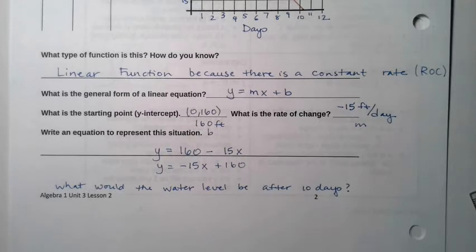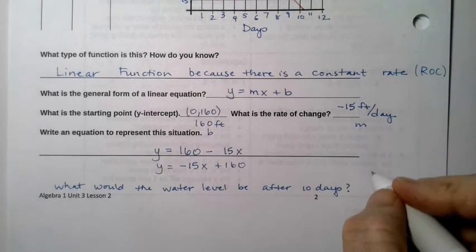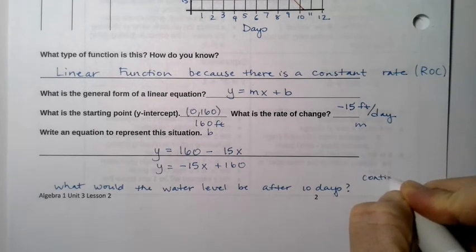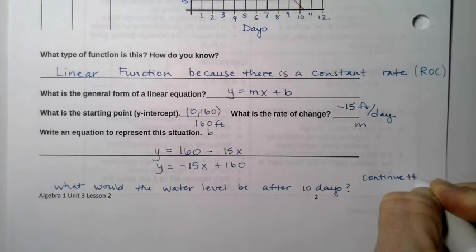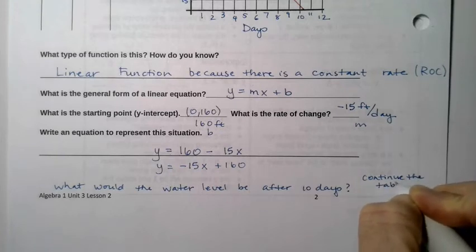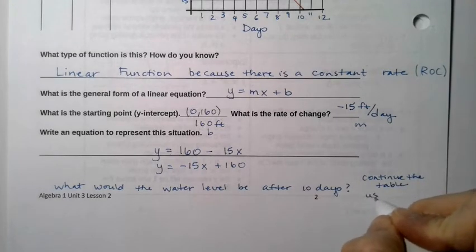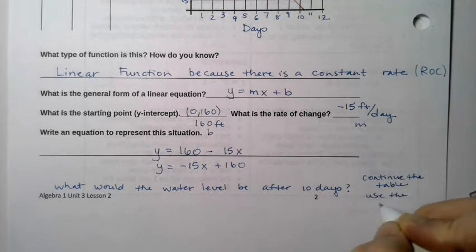So if this community continued to drain water out of the reservoir, if the drought continued, and we wanted to know what would the water level be after 10 days, how could we find that out? We could do a couple of things. We could continue the table. Or we could use the equation.